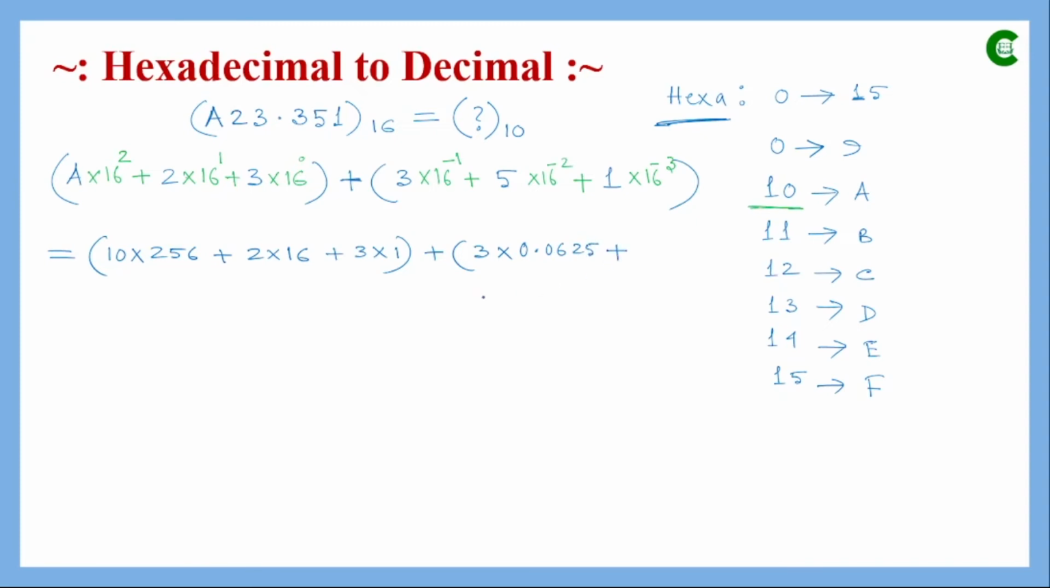Next it will be plus 5 multiplied by 1 by 16 squared, so 1 by 256, and for 1 by 256 again the approximated value will be 0.00391, and then 0.0002441, which is again an approximated value. Now if we simplify further, then it will be 256 multiplied by 10, so 2560, then it will be 32, 16 twos are 32, and then it will be 3, the integer part.